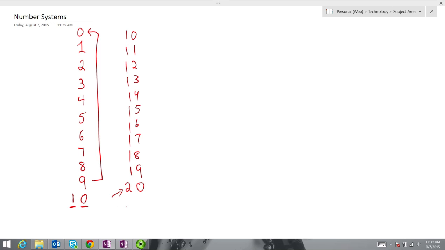And of course, once we get up to 99, I've now used both of those columns as many times as they can possibly be used. So the next column would be 100. I have now done this column 10 times.